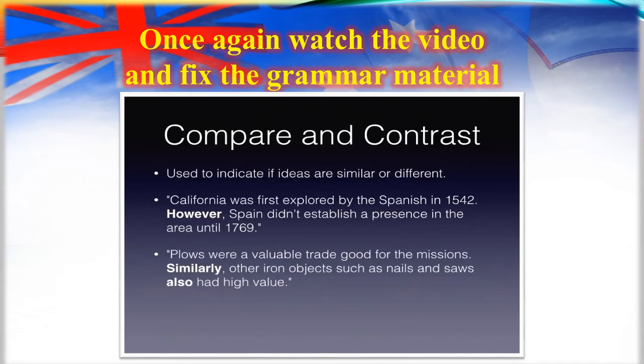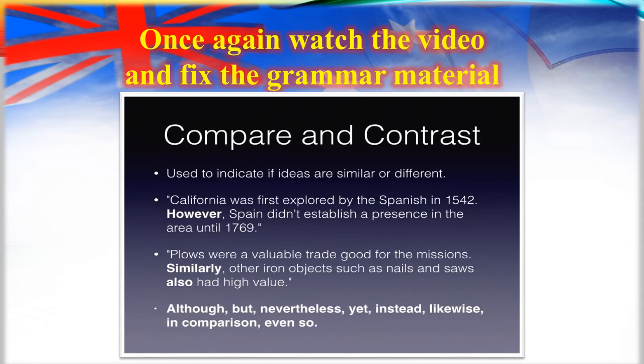Another example is, plows were a valuable trade good for the missions. Similarly, other iron objects such as nails and saws also had high value. The transition word similarly tells the reader that plows had similar value to other iron objects within the mission system. You may recognize the transition also from our addition slide. Some transition words can be used for different purposes, so be aware of this. Some other transitions you can use are although, but, nevertheless, yet, instead, likewise, in comparison, and even so.